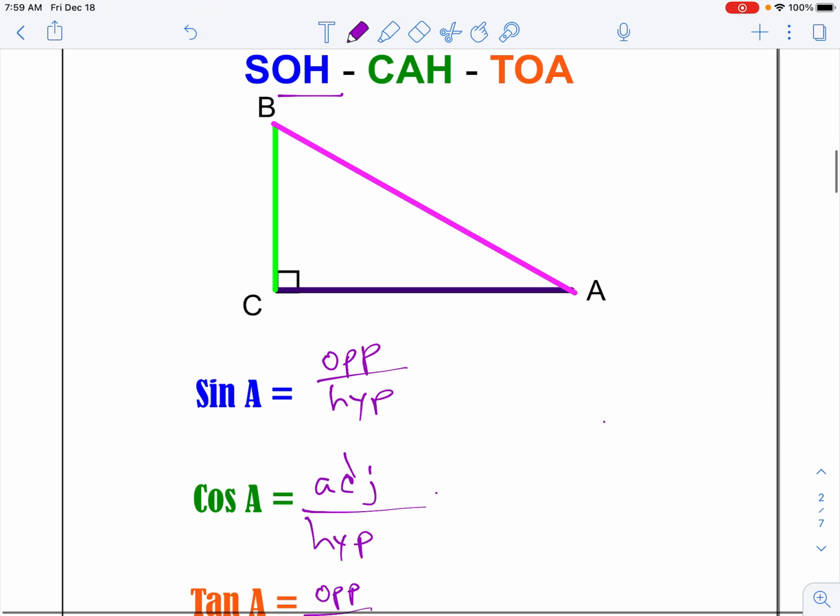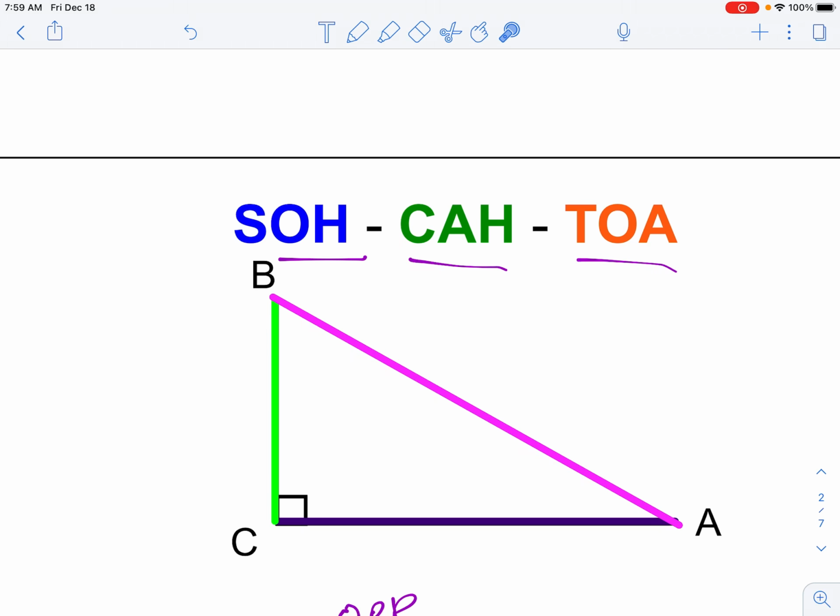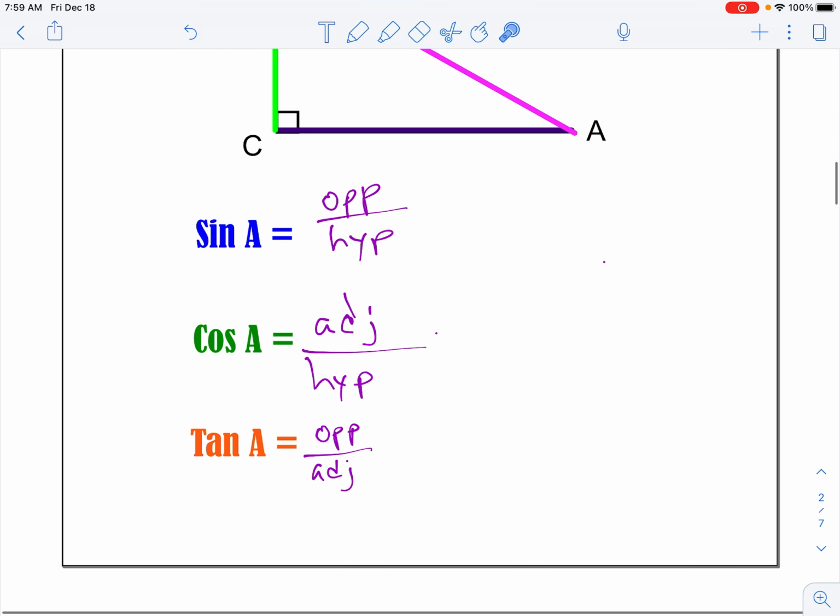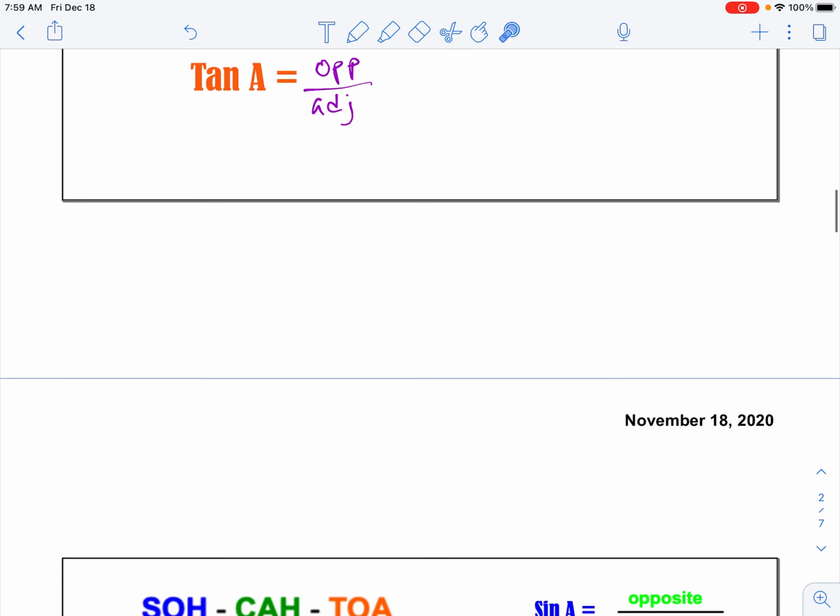All right, so again, SOHCAHTOA. That's just the acronym to help us remember: sine, opposite over hypotenuse; cosine, adjacent over hypotenuse; tangent, opposite over adjacent. So that's what we've been working on. Again, it's just another time to see that in our head, to try to solidify that in our brain a little bit.